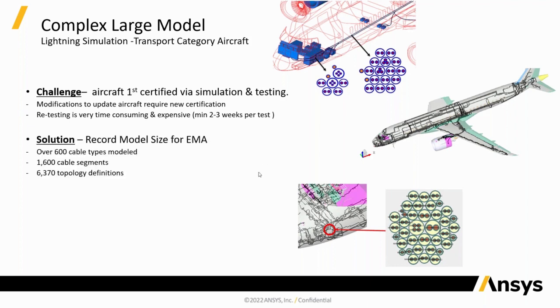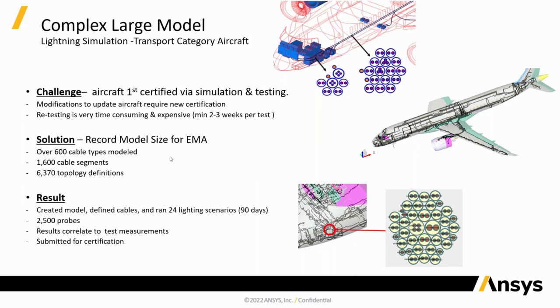So for us, this was really one of the largest models we've done. There were 600 different cable types, meaning cable cross sections, with over 1,600 cable segments in it. Just a very immense model. And the results: we ran 24 lightning scenarios in about 90 days for them. We had many probes in the model, but at the end of the day, this has now been submitted for certification. We had great correlation to their test results, and we're expecting FAA approval of this model.